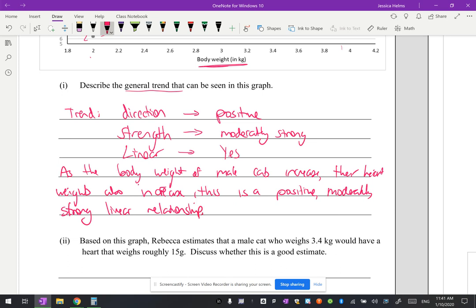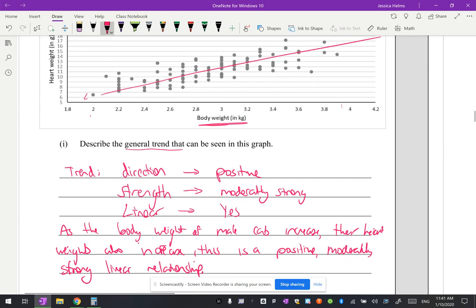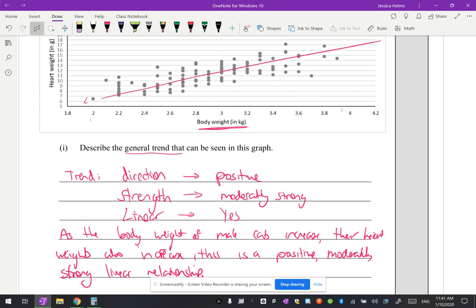Okay, so just saying that as one goes up, the other goes up, that's not enough. That's telling me the direction, but that's not telling me anything about the strength of it or whether or not it's linear or not. So you really need to make sure that you actually talk about those points. These points here are kind of your key to getting your marks in this.